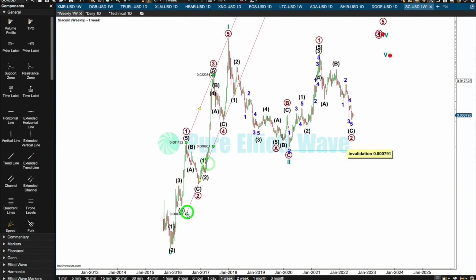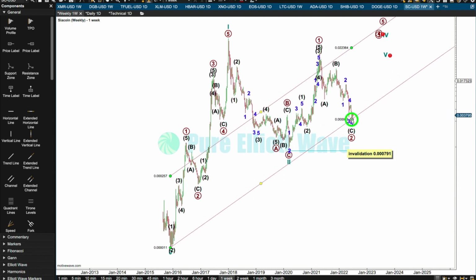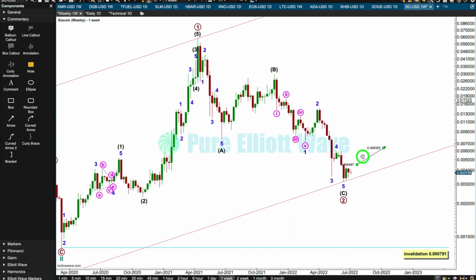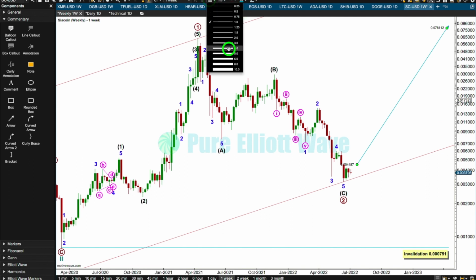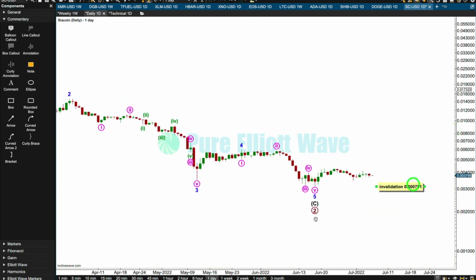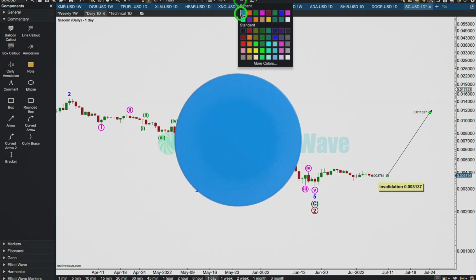What about a base channel? Breached, no. Base channel not working. They don't always work. This will be a best fit channel. Bit of support. Resistance, yeah, I like that trend line. Okay, so this will be my expectation for Siacoin. And I've had a look at the classic analysis chart, and I think there is some reasonable support for this view. So that'll be my weekly chart, my daily chart. And this will be my invalidation point down here, 0.003137. And this will be the expectation for that as well, obviously.